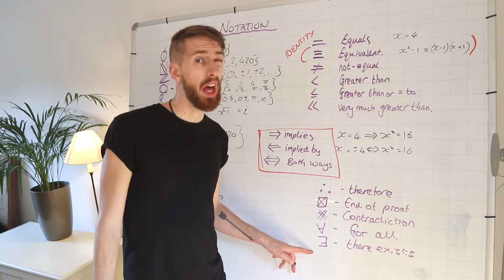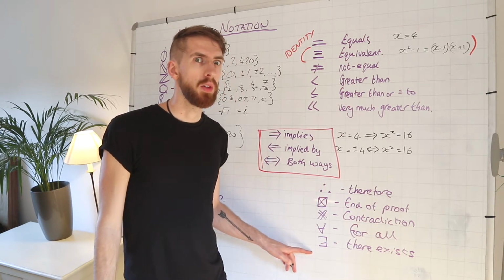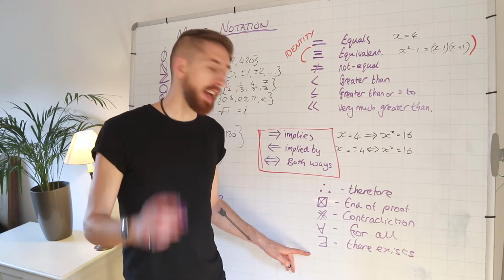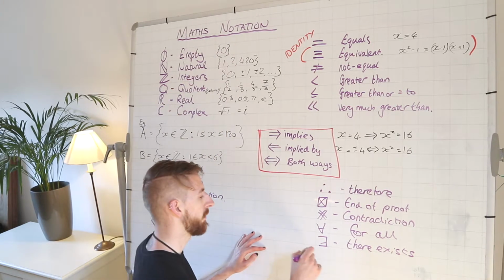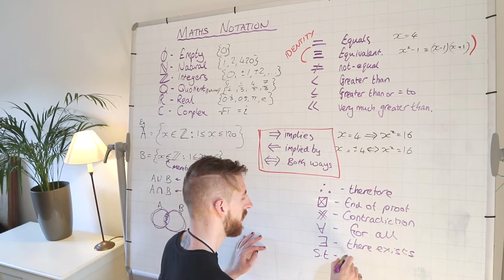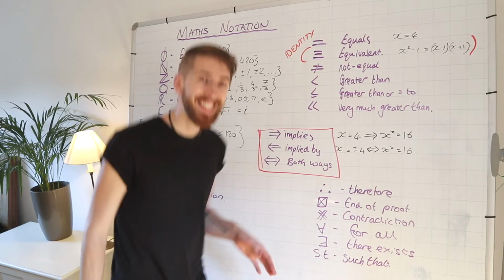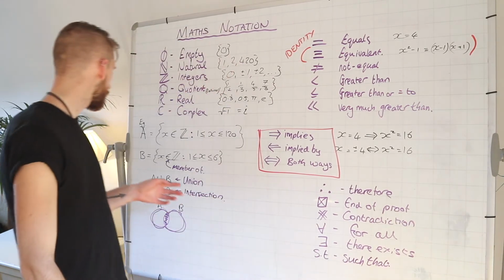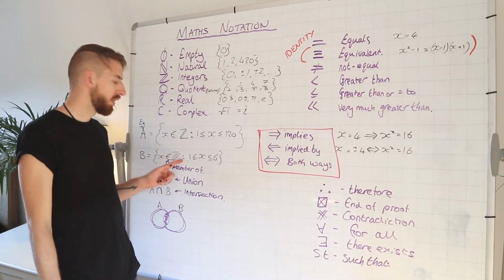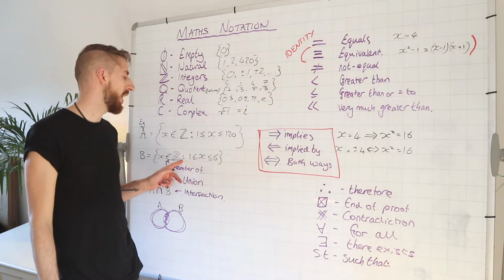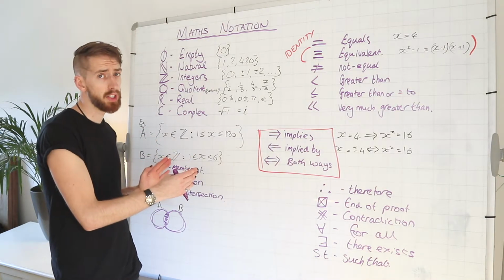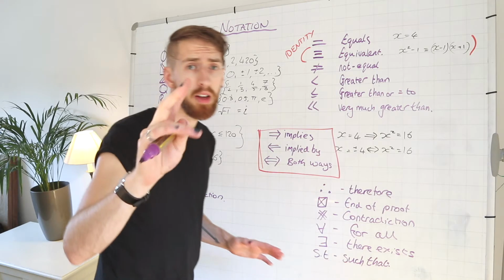And then there exists. You don't actually use that too much in A-level, but at uni it comes in quite useful. And another little cheeky one. ST means such that. Going back to here, this colon here is also such that. But that's only when we're using set notation. Now there's one very important one to come.